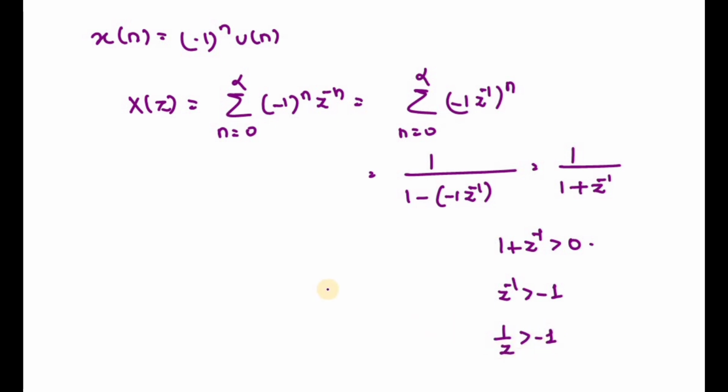So I can write 1 is greater than minus z. Right. 1 is greater than minus z. So since I have minus here, right, I can write that z must be greater than 1.